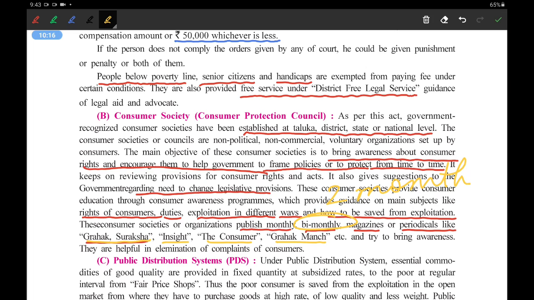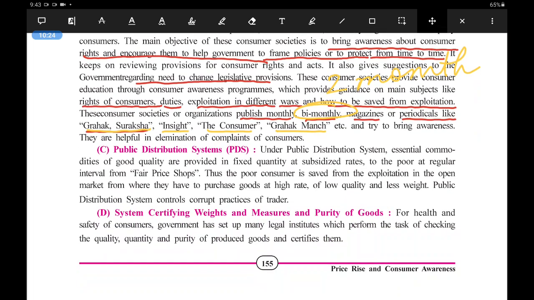Bi-monthly means every 2 months. And try to bring awareness. They are helpful in eliminating the complaints of the consumer. In this way, all the complaints which are there for the consumers are removed. Okay. Next comes public distribution system or PDS.